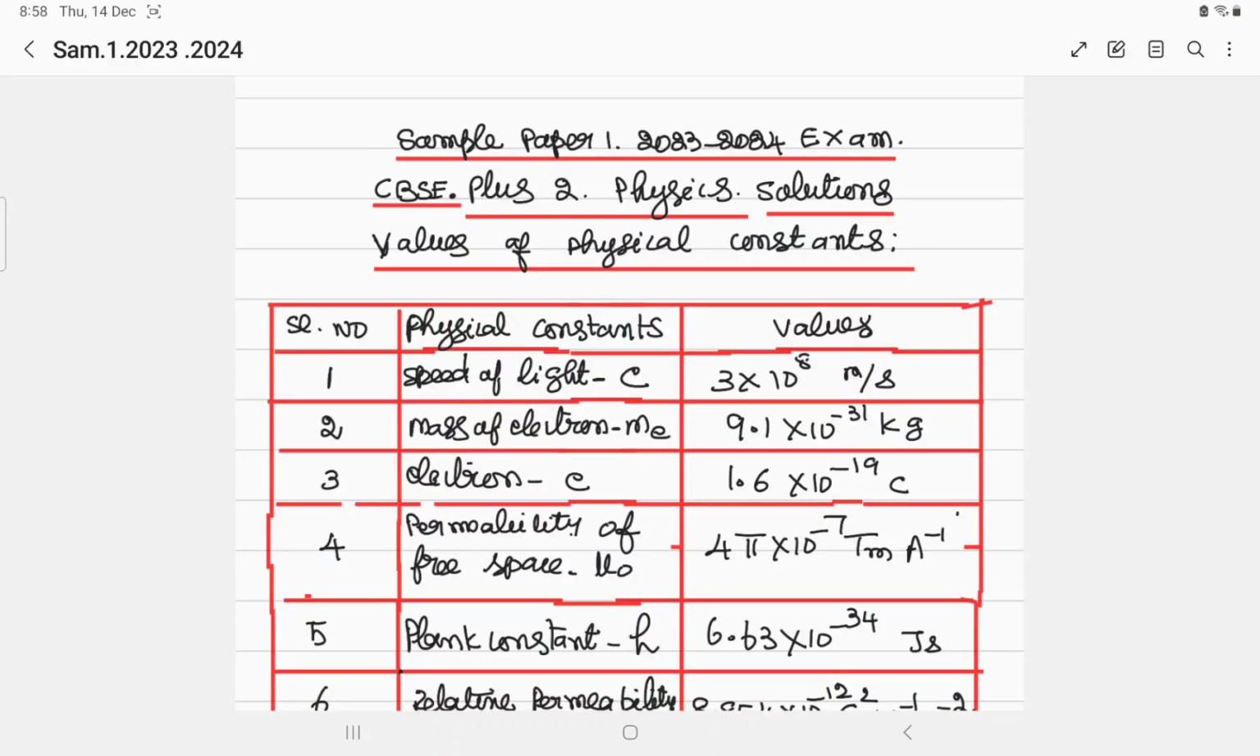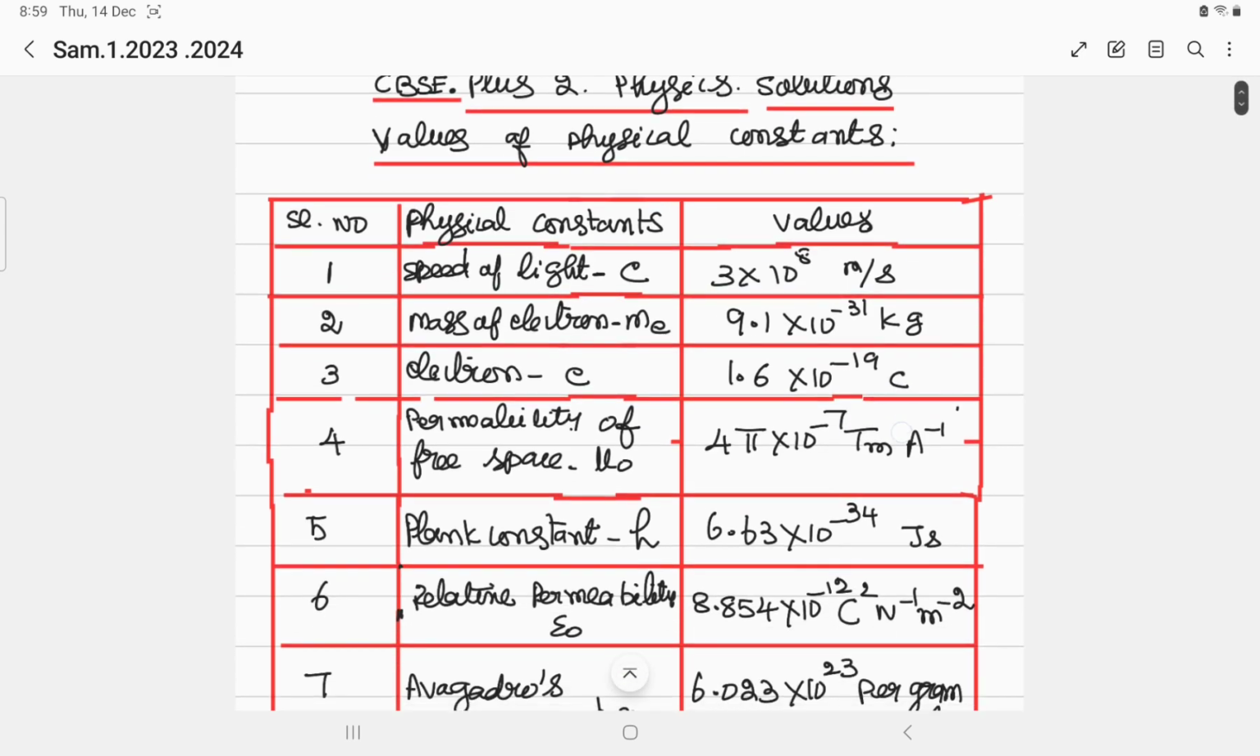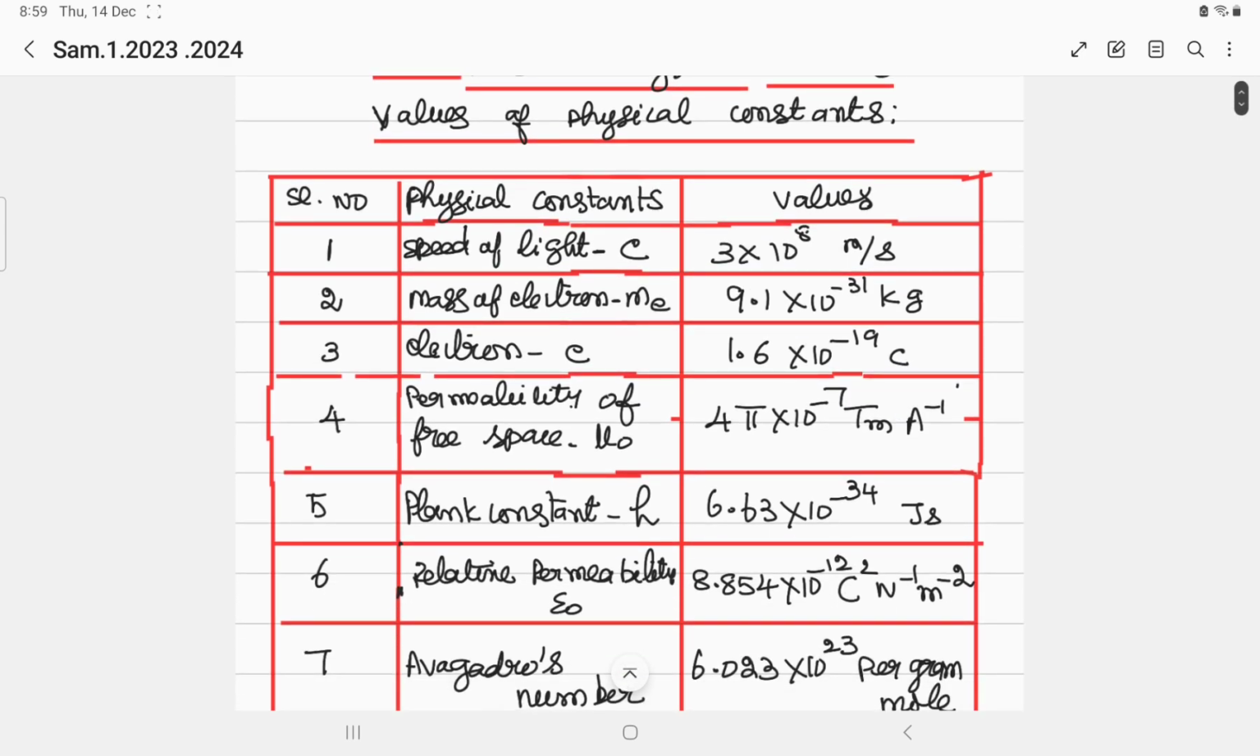Sample paper 2023 and 2024 exams solutions, physics. First we have to understand the physical constants and values. Speed of light c is 3 into 10 power 8 meter per second.